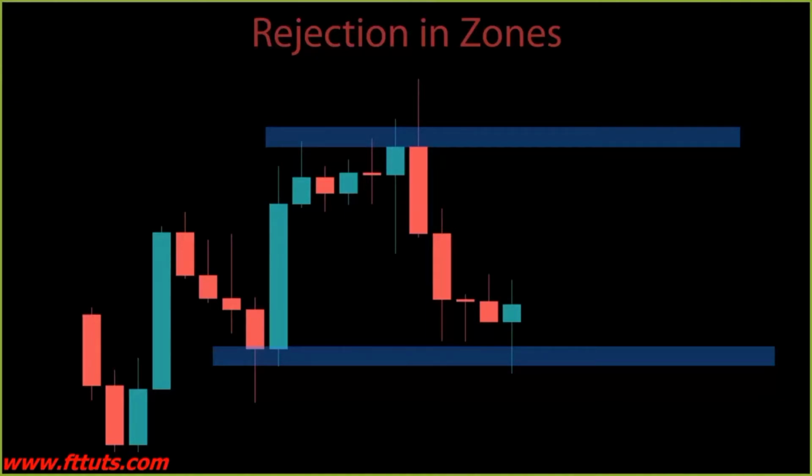And when price is making lower highs and lower lows, you're entering based on the fact that as long as price is moving down, it should not break the high of the previous candle.